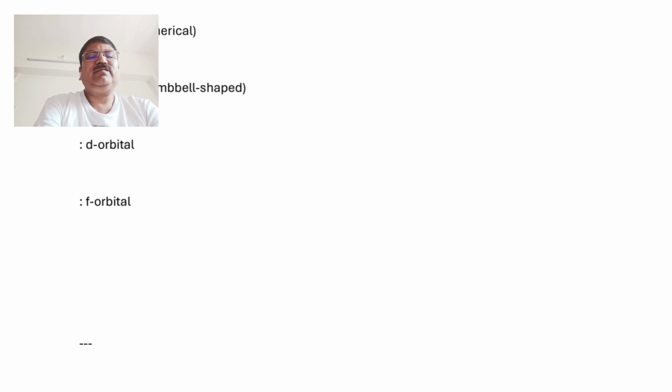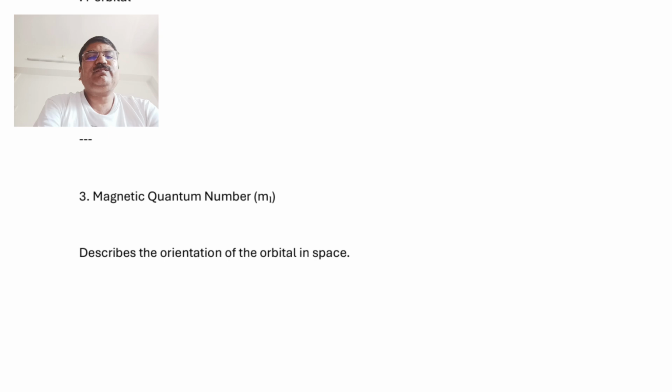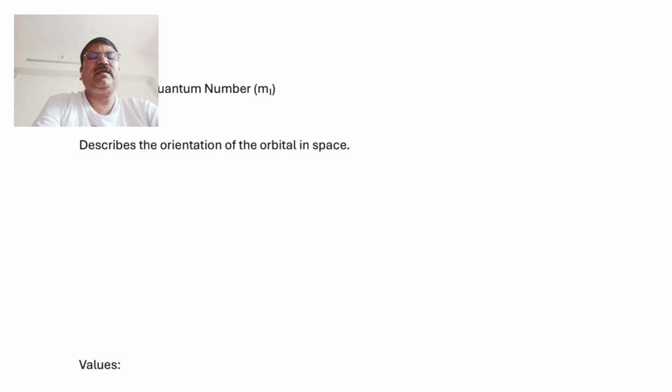That explains the shape of the orbitals. Now the next one, okay, you understood that one. Then the third one is the magnetic quantum number. This magnetic quantum number is denoted by m_l. It describes the orientation of orbitals in space.